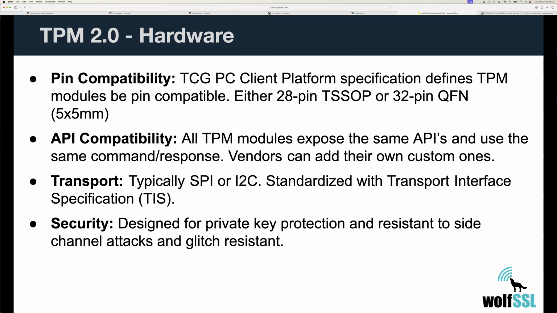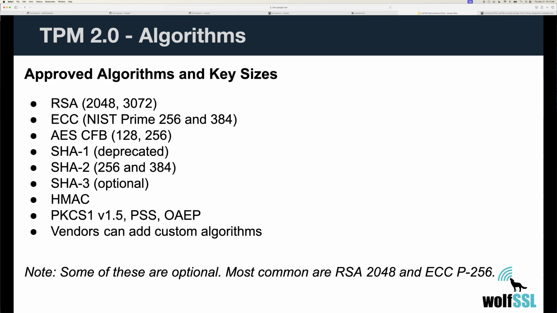Okay. And security: designed with private key protection and resistance to side channel attacks and glitch resistant. What that means is these chips have physical protections in them to prevent somebody from being able to access those keys, using modern techniques to extract them. So this is the set of algorithms. Most of these are in all the TPMs. The ones I've listed here are in all of the latest TPM 2.0 modules. SHA-3 might be optional. There are some other algorithms that you will find that are optional as well, but this is kind of like the normal base set that we see.